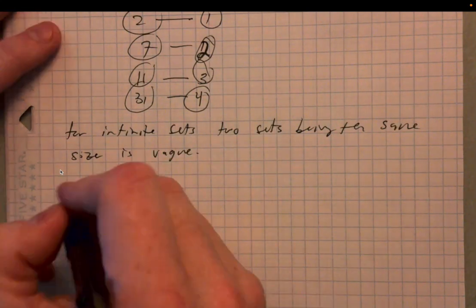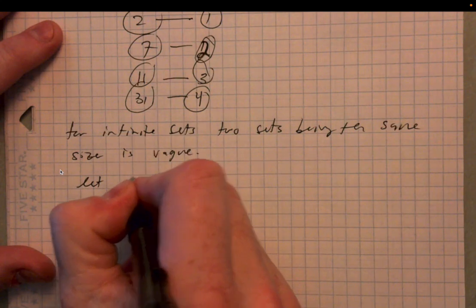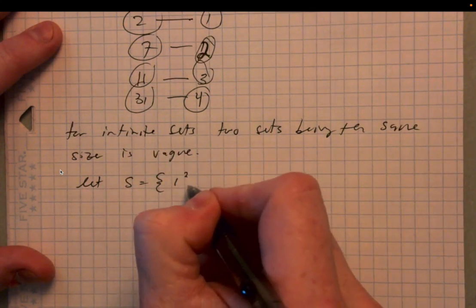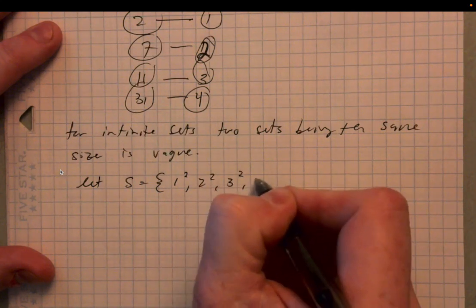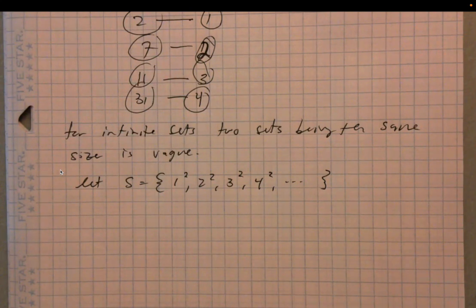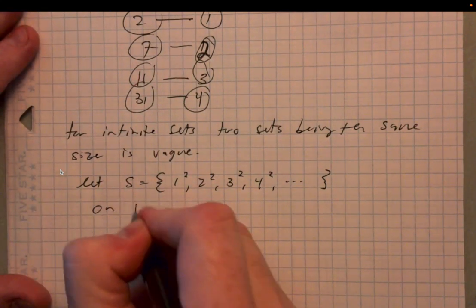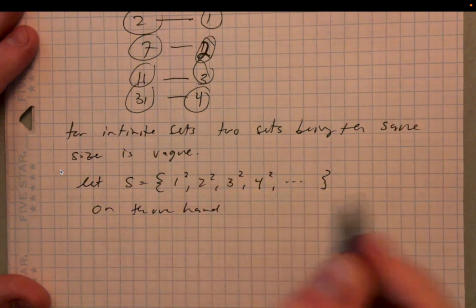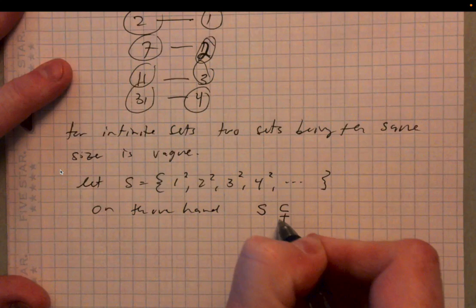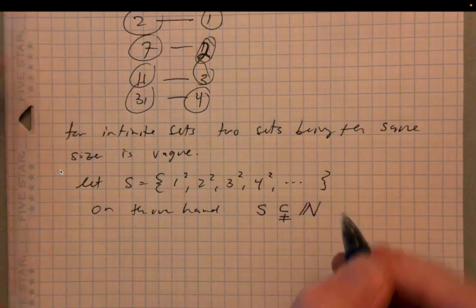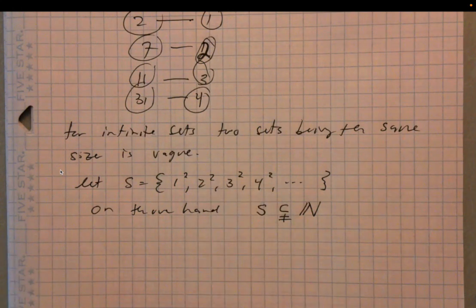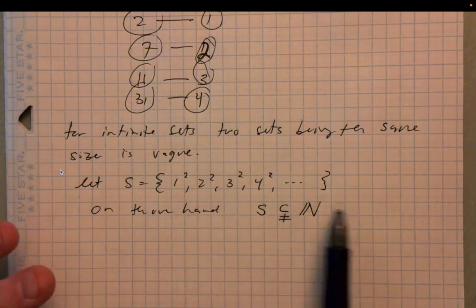So for example, let S equal the set of squared natural numbers: 1 squared, 2 squared, 3 squared, 4 squared, and so on. Obviously, S is infinite. On the one hand, we could say that S is a proper subset of the natural numbers. We can definitely see that: 1, 4, 9, 16. We're skipping a lot of natural numbers.